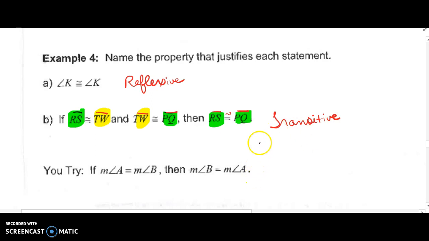And I'll let you try the last one. And I hope you said symmetric.